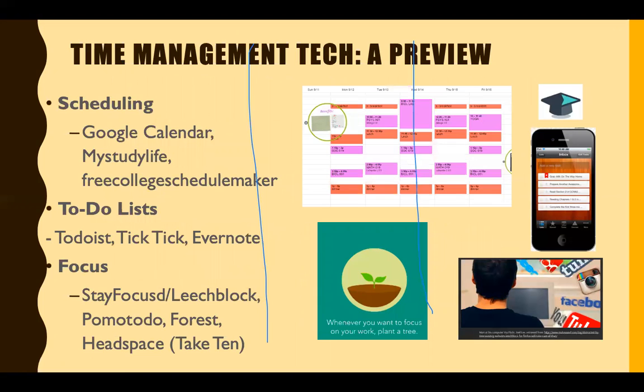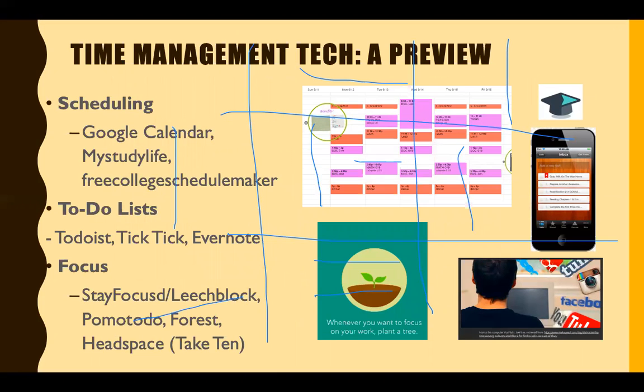And then this is just different technologies that you can be using to help you with your time management. On the side, you'll see a couple of different categories. So for scheduling, you can use Google Calendar. As Adam mentioned, you can use My Study Life. There's also a free college schedule maker that's really useful. There's also a whole host of different to-do list applications. So there's Todoist, TickTick, Evernote, and then there's other things that help you stay focused.